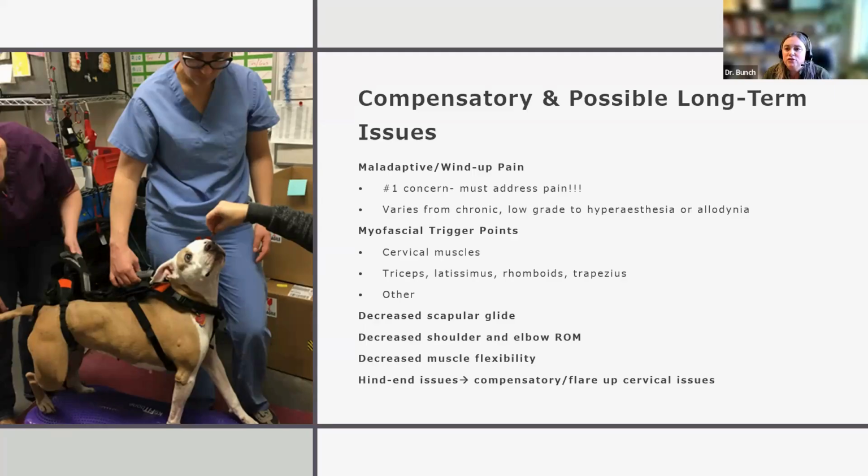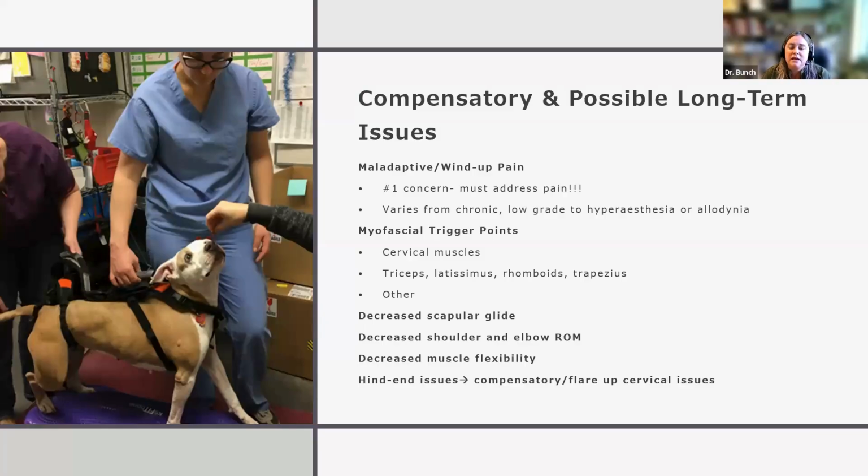Next, we'll see myofascial trigger points, which I'll describe here in the next slide. But I definitely see these as, and these are usually compensatory things again, and I see them a lot in the cervical muscles and then the muscles of the forelimbs, especially around the shoulders as they're compensating. So in the triceps, lats, rhomboids, trapezius, all those things.